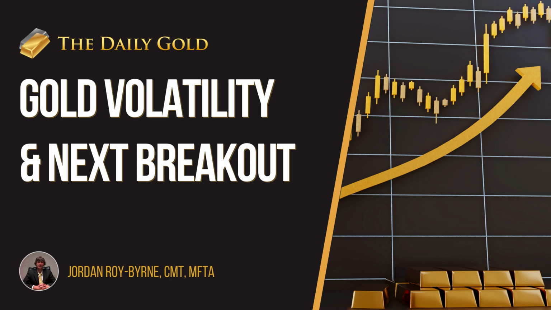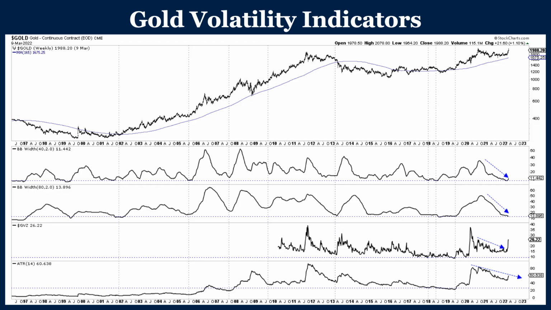And in this brief video today, I'm going to discuss volatility indicators for gold and what that means for the next breakout. This is just one chart. We have a gold weekly chart here, and we have volatility indicators at the bottom of the chart. We have Bollinger Band width based on 40 weeks, 80 weeks. We have GVZ, which is essentially the VIX for gold. That only started in 2010. That is a contract that you can trade. And at the bottom, we have average true range, based on 14 weeks. That's the default setting on these charts.